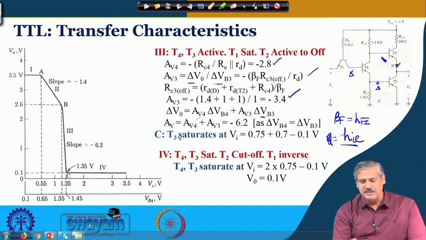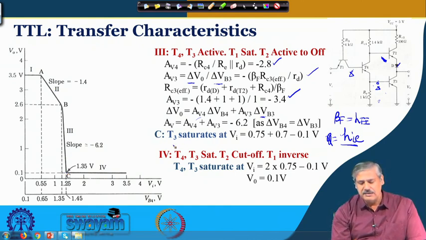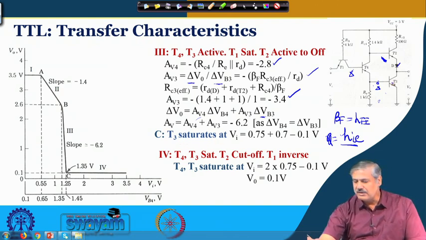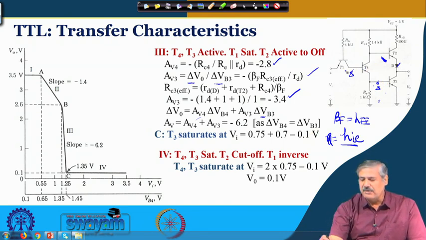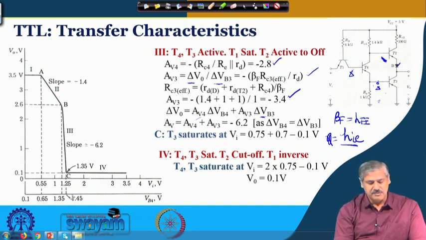So, this is how the third zone occurs, and this particular transistor T3 saturates when this reaches a voltage of 0.75 volt. This saturates before T4, 0.75, 0.7, and at the input side minus 0.1, that is the voltage that you will see, which is 1.35 volt over here.